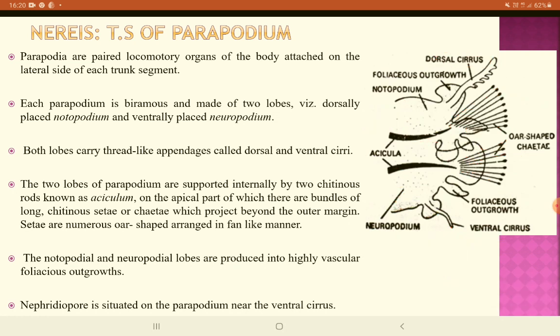Then the notopodial and the neuropodial lobes are produced into highly vascular foliaceous outgrowths here and here. And we said that the nephridiopore is situated on the parapodium near the ventral surface. At the ventral base you find nephridiopores being present. So if you are given this slide of parapodium, you will mention the neuropodium, the notopodium, the aciculum, the foliaceous outgrowth on both sides, the dorsal cirri and the ventral cirri, the oar-shaped setae or the chaetae, and the presence of nephridiopore.